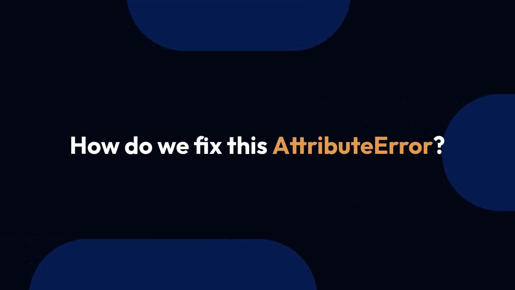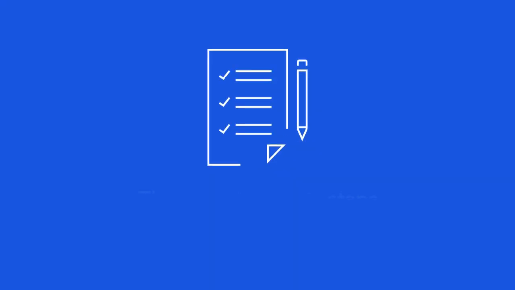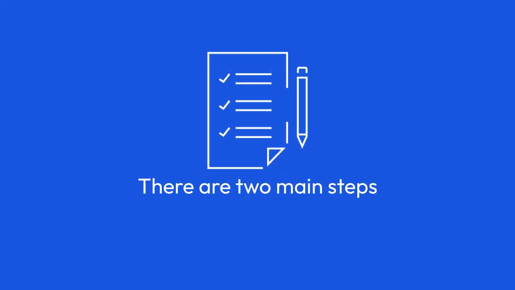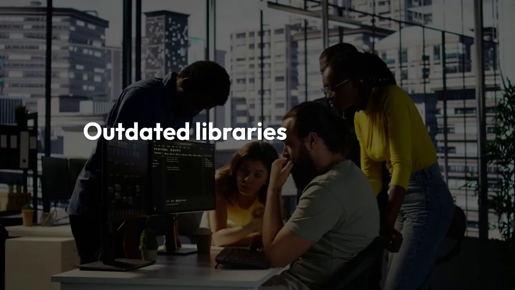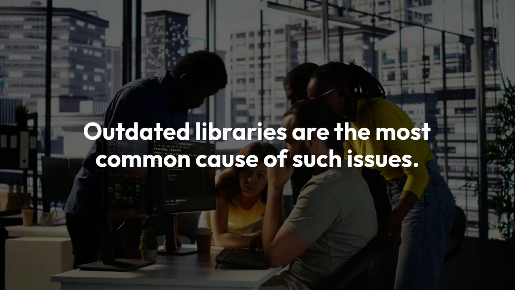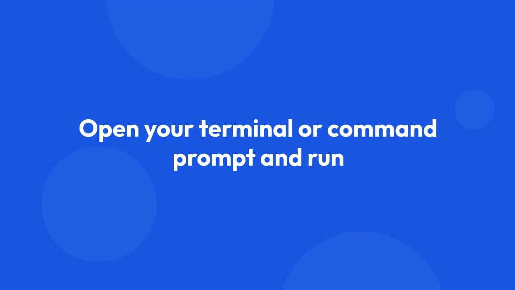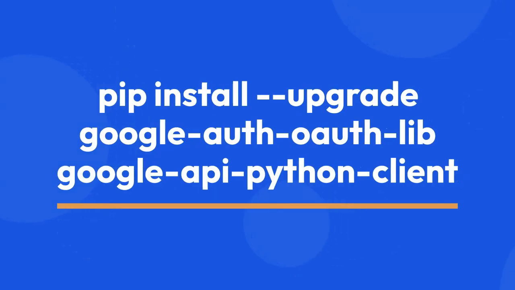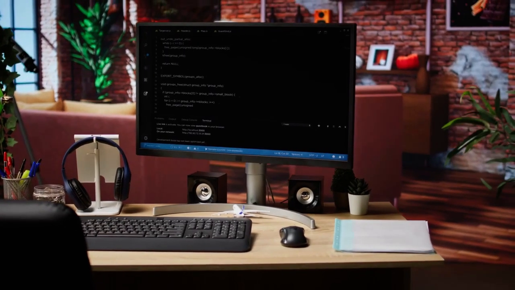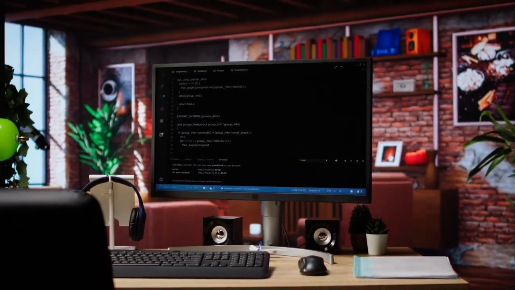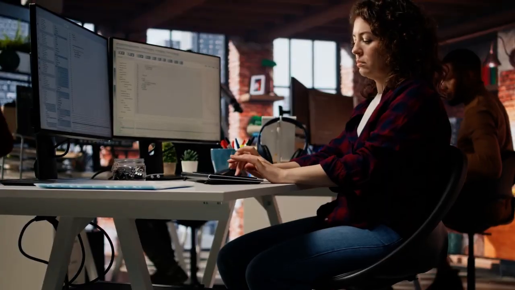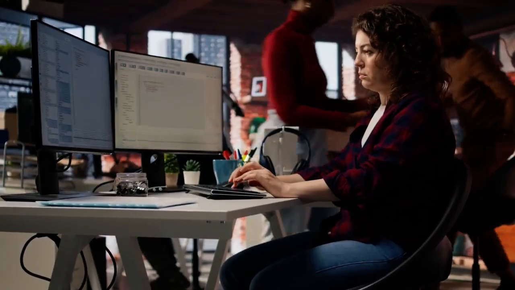So, how do we fix this AttributeError? There are two main steps, and they are both straightforward. First, you need to ensure your Google API client libraries are up to date. Outdated libraries are the most common cause of such issues. Open your terminal or command prompt and run pip install --upgrade google-auth-oauthlib google-api-python-client. This command will update both the OAuth library and the main Google API Python client library to their latest versions. This ensures you have all the current methods and bug fixes.